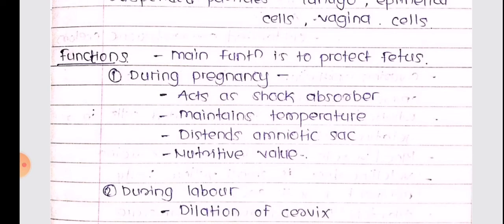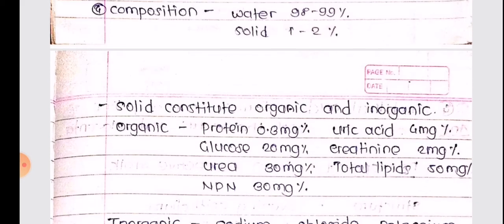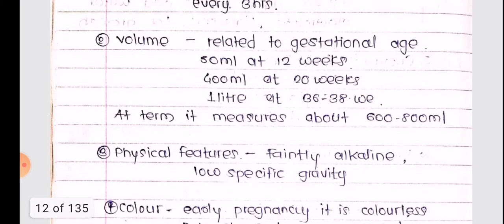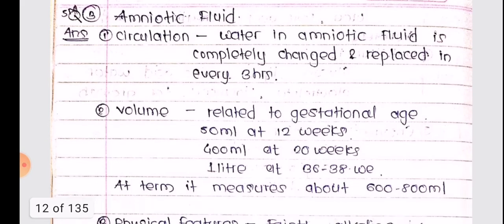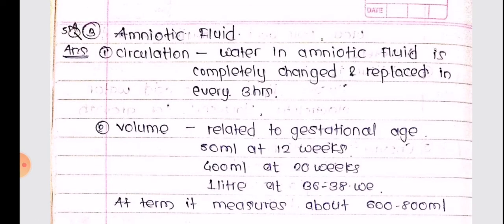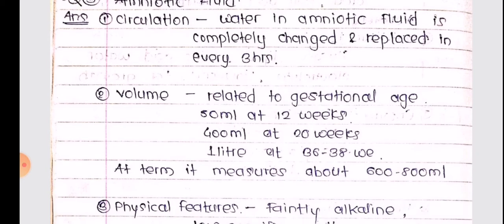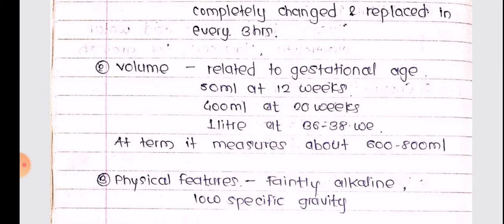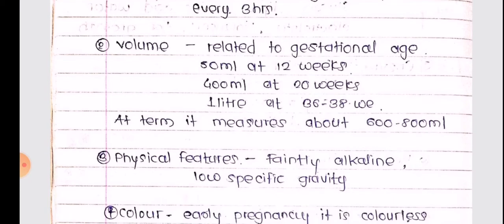I hope this video helps you all to remember the 5 marker which is often asked in examinations for amniotic fluid in your OBS paper. And these are some of the important points. Just to recap: the circulation part, it is changed and replaced every 3 hours. The volume: 50 ml at 12 weeks, 400 ml at 20 weeks, and 1 liter at 36 to 38 weeks, and at term it measures 600 to 800 ml.